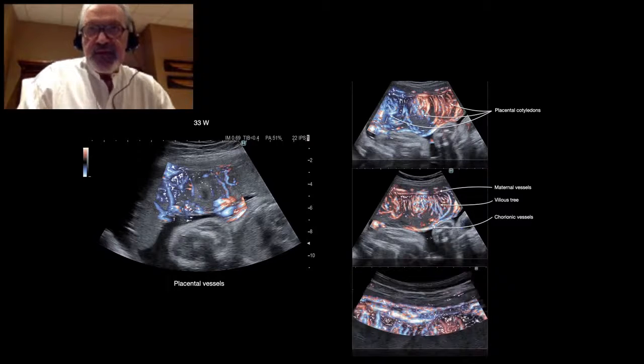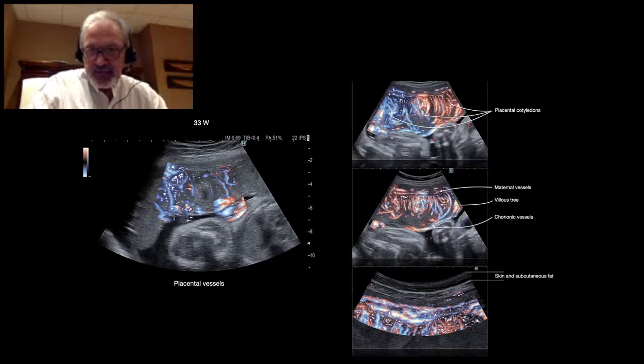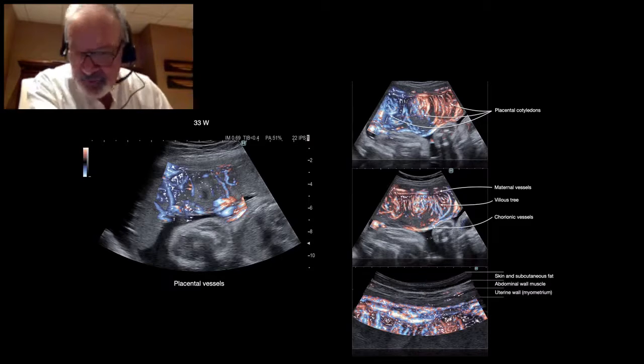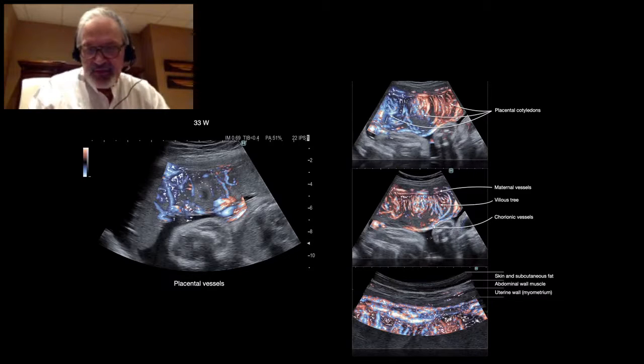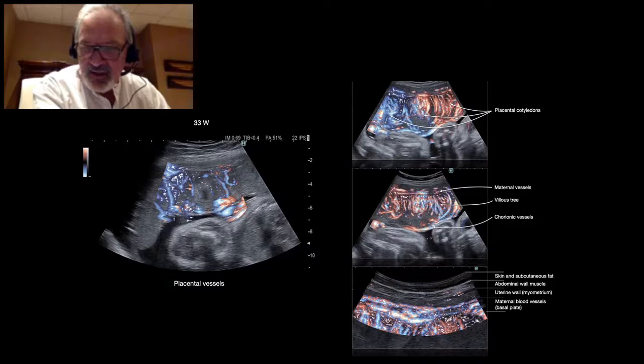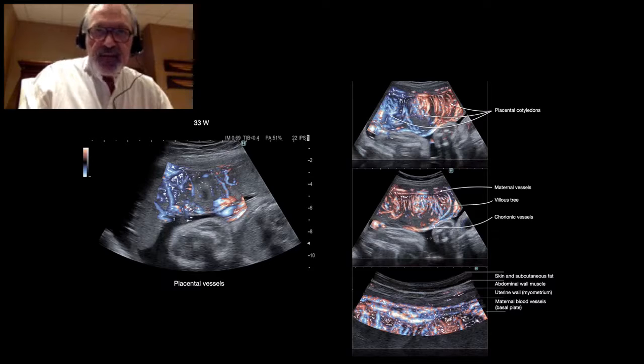By magnifying more, we can recognize the different layers as here, the skin and subcutaneous fat, and abdominal wall muscle, and now the uterine wall, myometrium, and just under we have a maternal blood vessel on the basal plate. You can imagine that the ability to more easily distinguish the border between placenta and myometrium could be very useful in case of suspected placenta accreta.